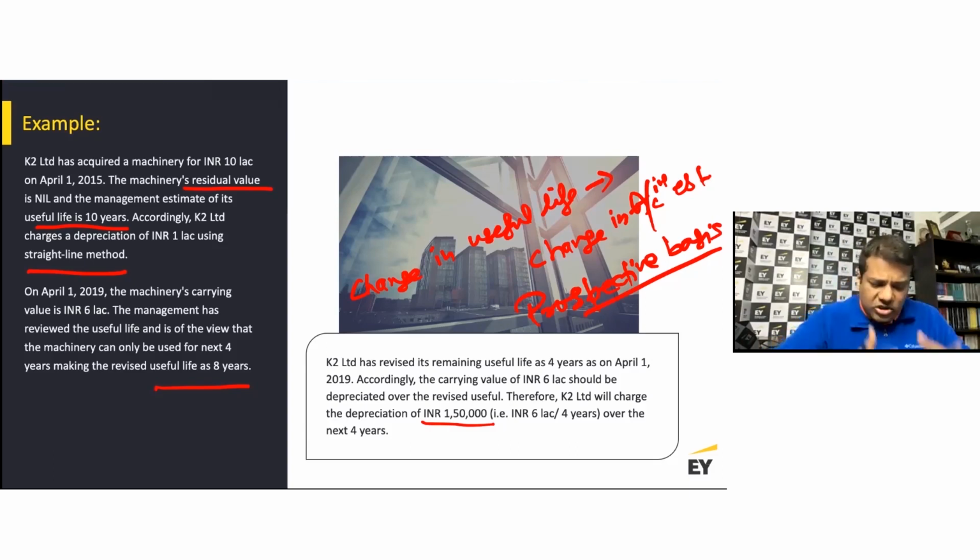It is considered a change in accounting estimate. Because it's a change in accounting estimate, I'm doing it over a prospective period. So my future depreciation changes to 1,50,000. I will not touch anything to my past depreciation.